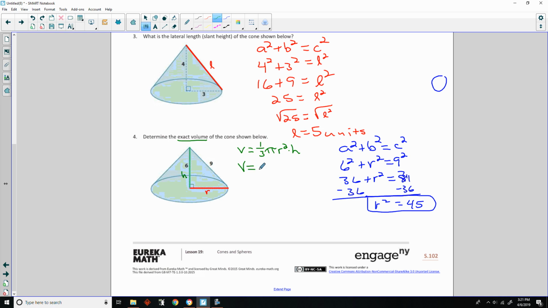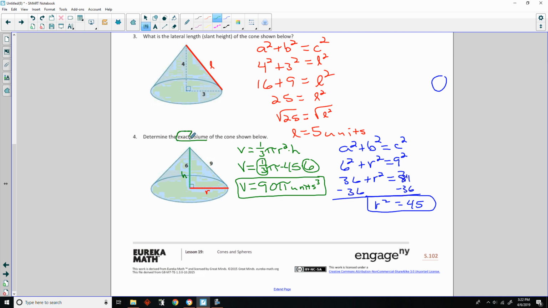So now I substitute in my givens. R squared is 45. H is 6. I'll easily take care of this first. 1/3 of 6, 6 divided by 3 is 2. 2 times 45 is 90. So the answer is, the volume is 90 pi units cubed.